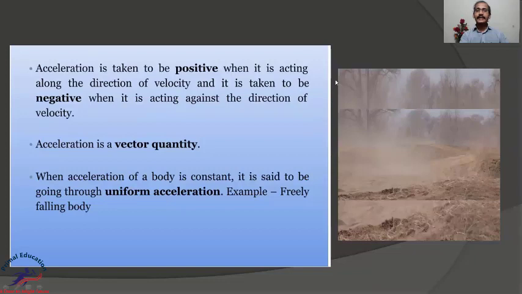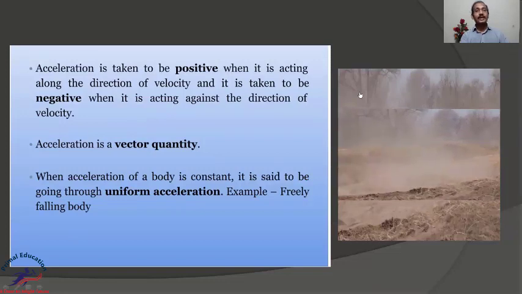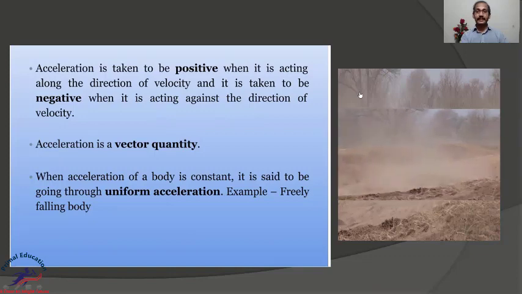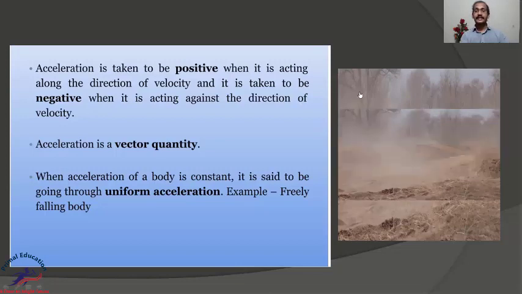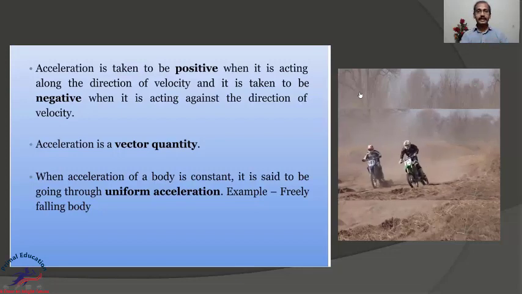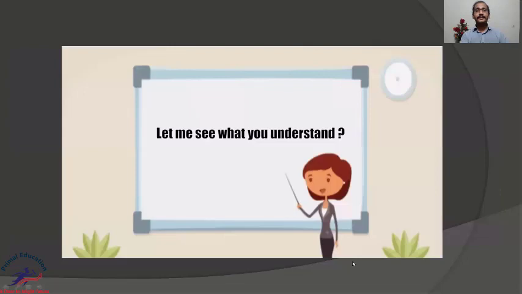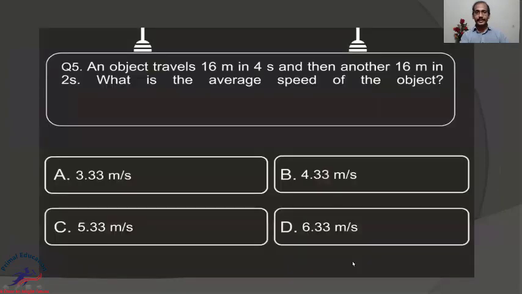Yes, acceleration can be positive while it is acting along the direction of velocity, and it is taken to be negative when it is against the direction of velocity. Yes, while bikes are coming, you can see that opposing forces are acting on them. They can't just apply the brakes; if they apply the brakes, they'll stop. So they should accelerate. That is positive acceleration, and the opposite is negative acceleration. Clear? When the acceleration of a body is constant, it is said to be in uniform acceleration. Clear?